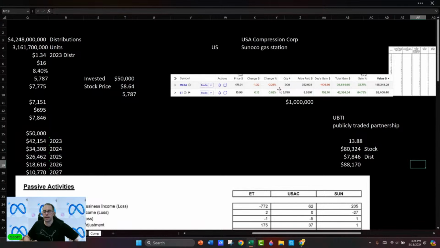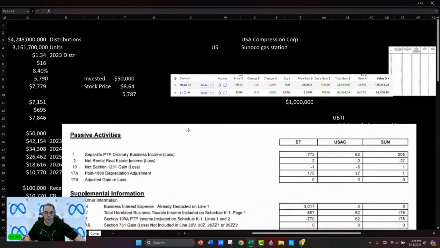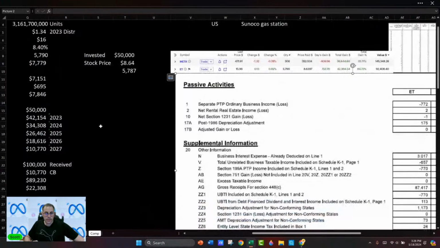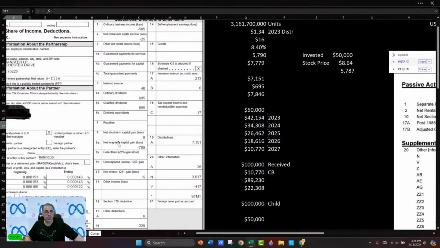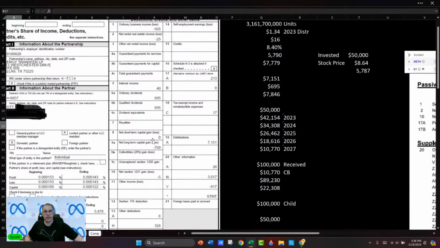I bought 5790. Okay, so that's 5790. I was close. So I calculate 7779, and my portion, I'm $67 off. I mean, it's close enough.